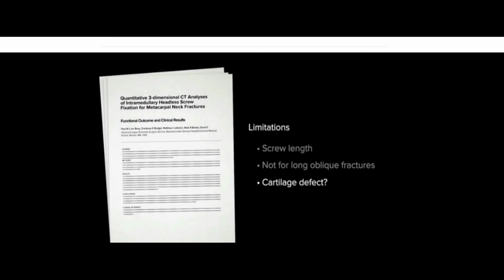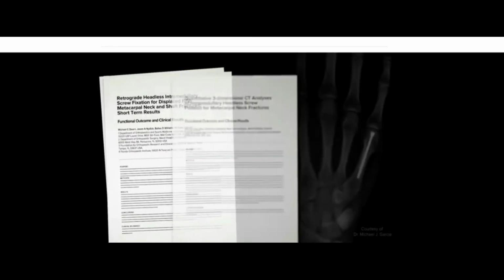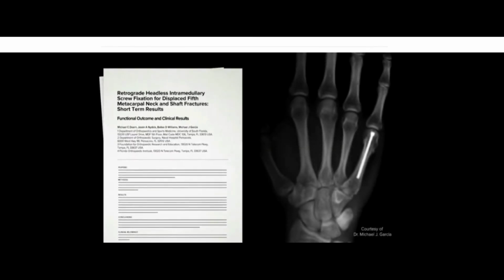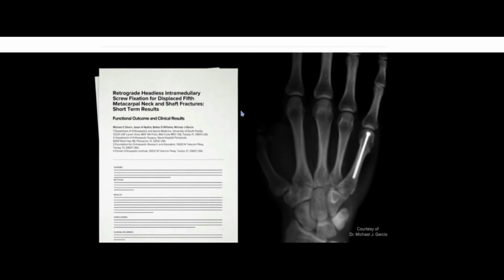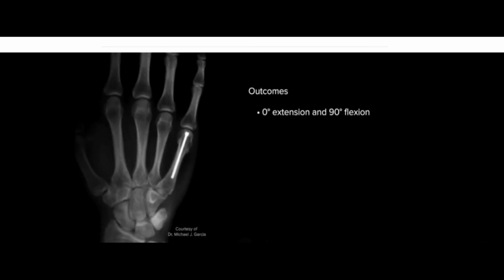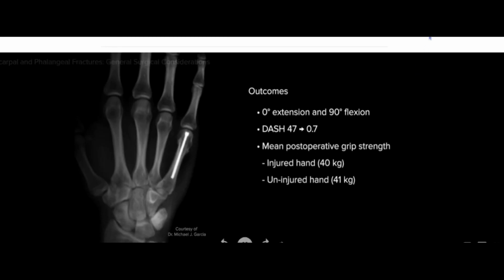A study by Ten Berg and others showed that there is no statistically significant damage to the articular cartilage once the sagittal or extensor hood is opened at the MCP joint level and the screw is inserted into the metacarpal head. Dorn and others recently studied retrograde headless intramedullary screw fixation for displaced fifth metacarpal neck and shaft fractures in 9 patients. Outcomes were very good, with 0 degrees of extension and 90 degrees of flexion, defining essentially functional range of motion, and also with a very low DASH score. As a rule of thumb, the lower the DASH number, the better the outcome. The mean postoperative grip strength of the injured hand compared to the uninjured hand was nearly the same.